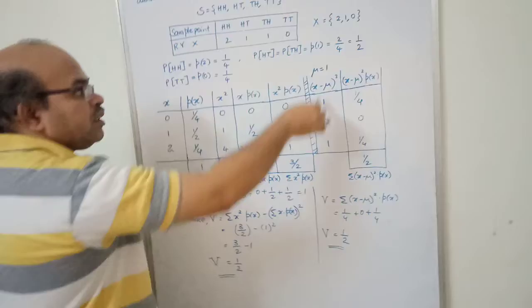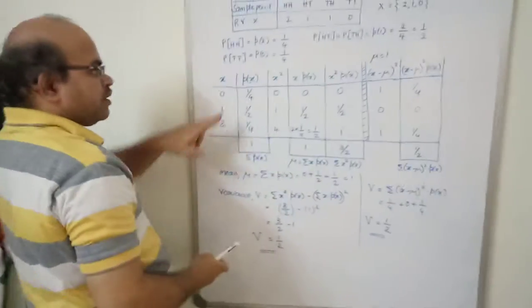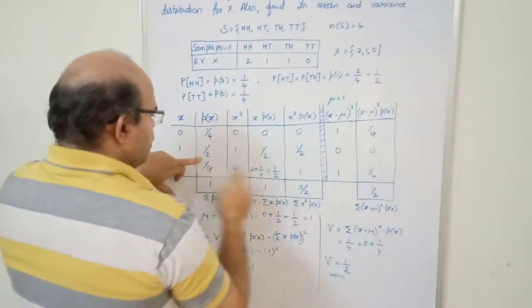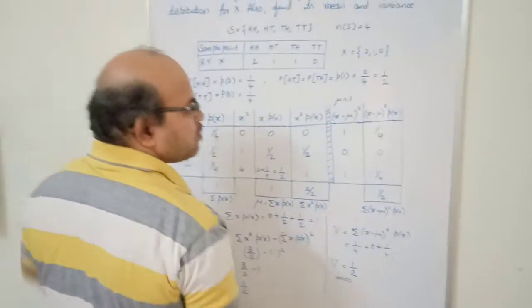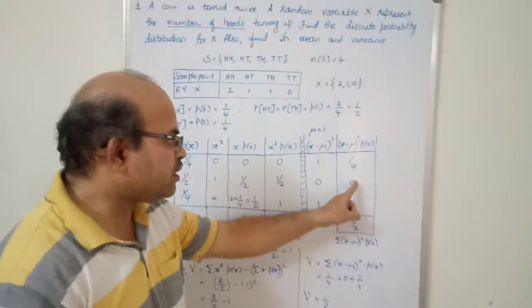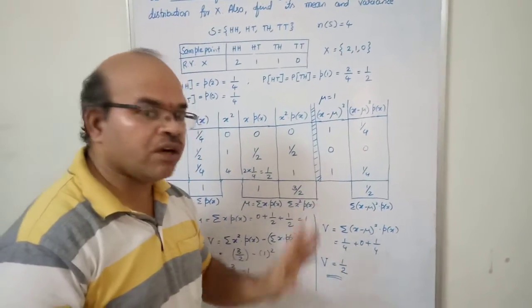x. Meaning the sixth column element is multiplied with the second column element. 1 by 4 into 1, 1 by 4. 1 by 2 into 0, 0. 1 by 4 into 1, 1 by 4. Now add all the seventh column elements. So 1 by 4 plus 0 plus 1 by 4. 1 by 4 plus 1 by 4 will be half.